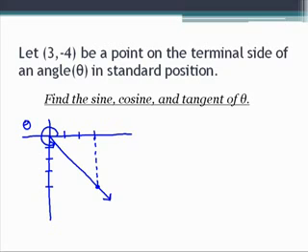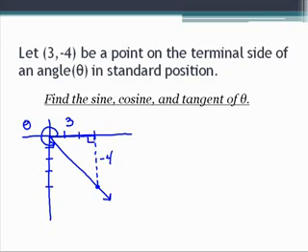Keep in mind then, this side here is 3 because I went 3 units to the right, and then I went down 4, so I'll put a -4 here. In order to find the sine, the cosine, and the tangent, I'm going to have to know all 3 sides of the triangle. Because it's a right triangle, we can use the Pythagorean Theorem.